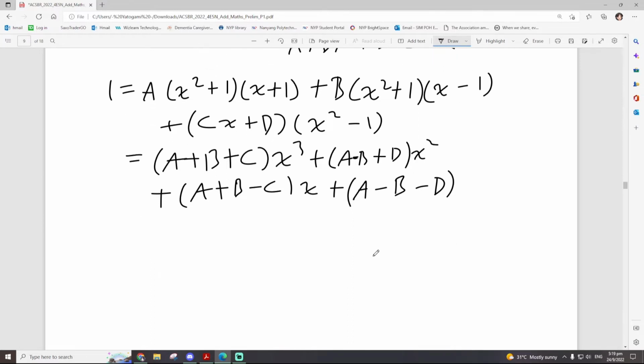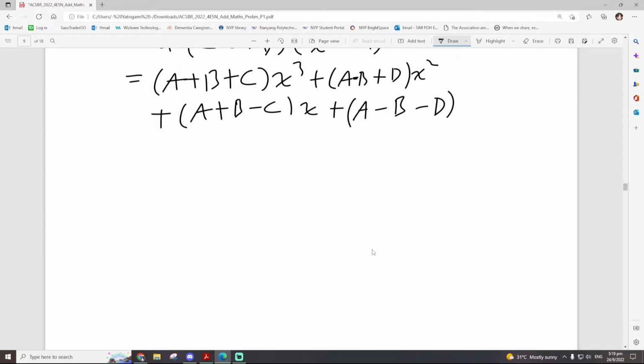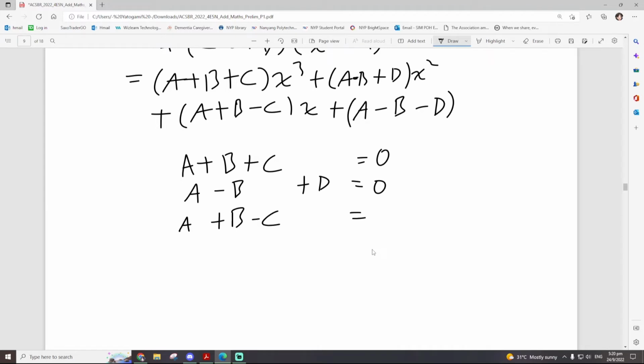So we are going to form a system of equations with this. A plus b plus c plus 0d equals 0, because the coefficient of x cubed is 0. A minus b plus d, this is also 0. A plus b minus c, this is equal to 0. And a minus b minus d is equal to 1 because that's the constant term. And this is a pretty simple system to solve.